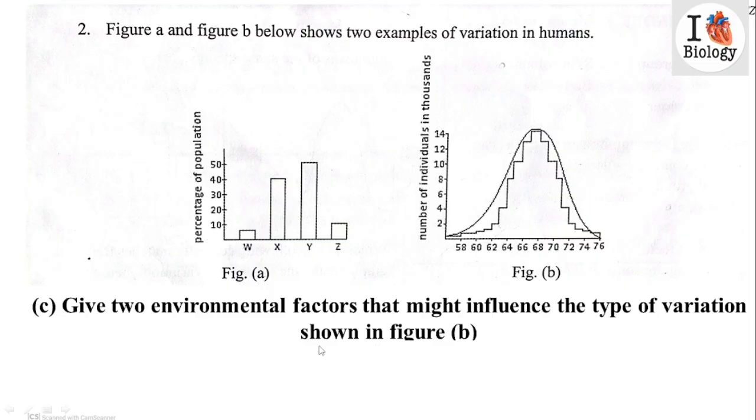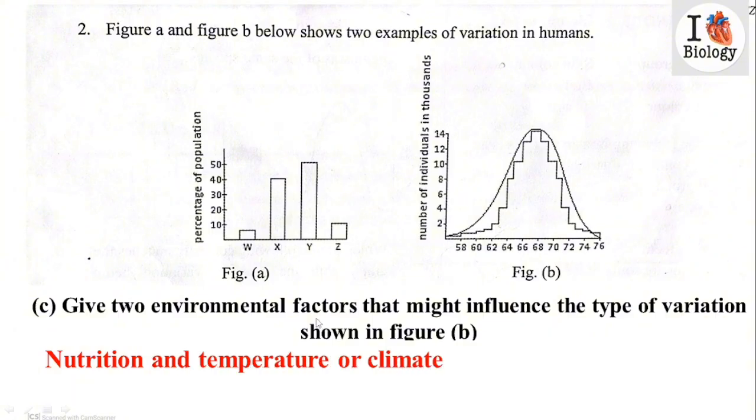So there are many environmental factors. You can say nutrition is one of them. Apart from that, you can even say temperature or climate. Or if you want, you can say diet, or culture or lifestyle. These can be some of the environmental factors that can influence continuous variation.